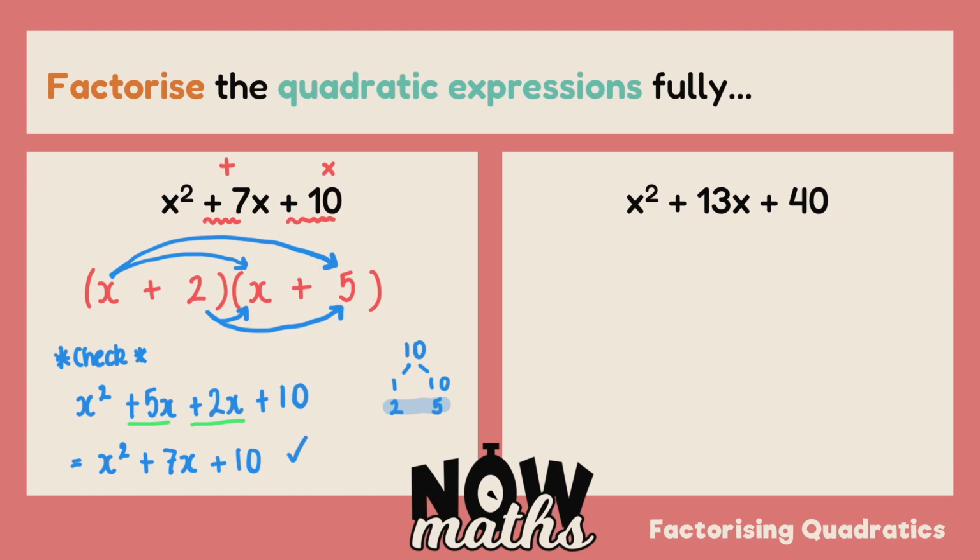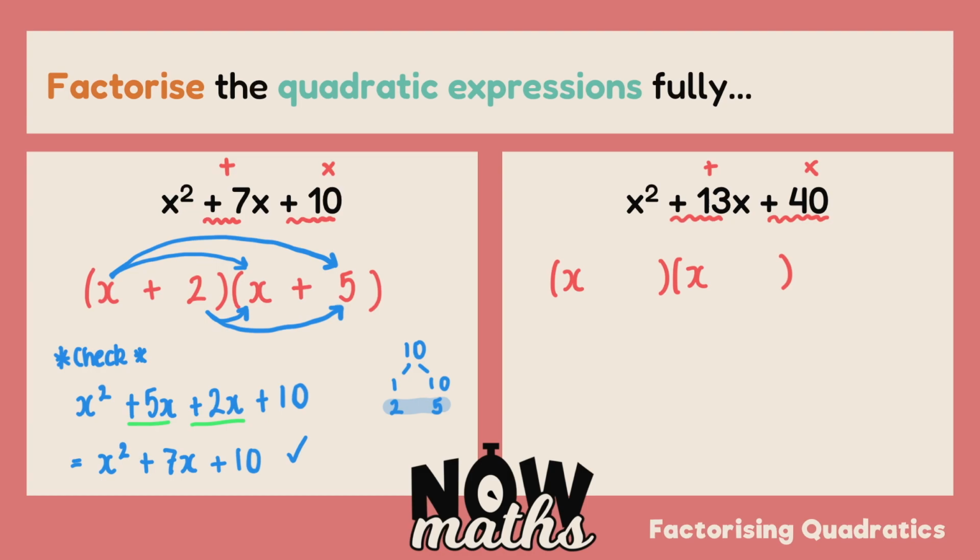Now looking at our second quadratic, we're again going to factorise into double brackets since there are no common factors in any of the 3 terms other than 1. We know that we need an x in the front of each of our brackets, given that x multiplied by x gives us our x squared. And then this time we need to look for 2 numbers that multiply to give us positive 40 and add to give us positive 13.